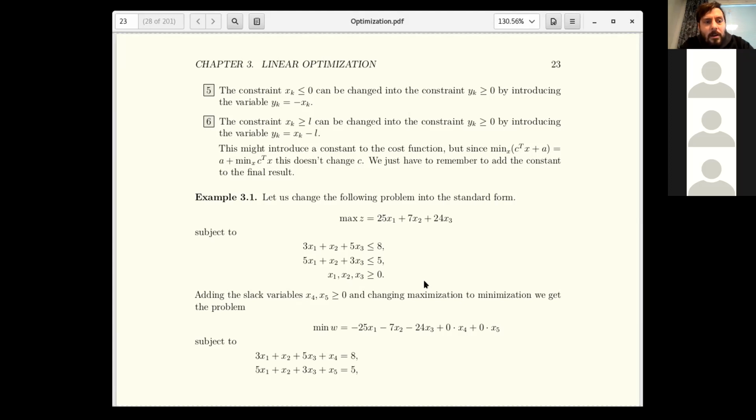Whenever there's another kind of constraint saying xk greater than or equal to some L, we introduce a new variable yk, which is xk minus L. Conversely, we can express this xk as yk plus L.